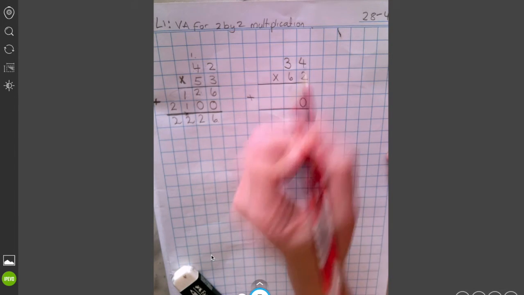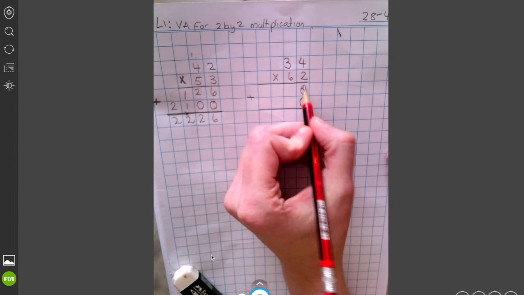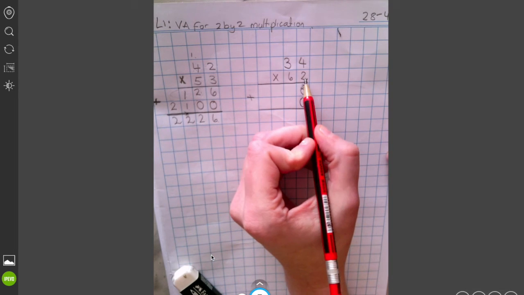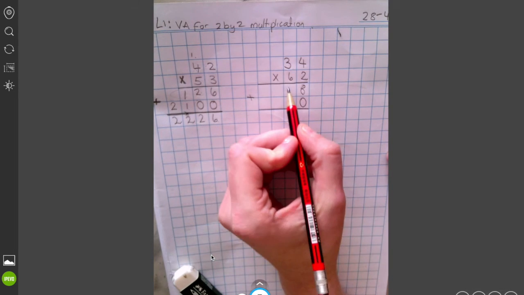All right, so my first step now is to go 2 times 4. 2 times 4 is 8. And then I'm going to go 2 times 3. 2 times 3 is 6. Oh, no regrouping, that's lovely.